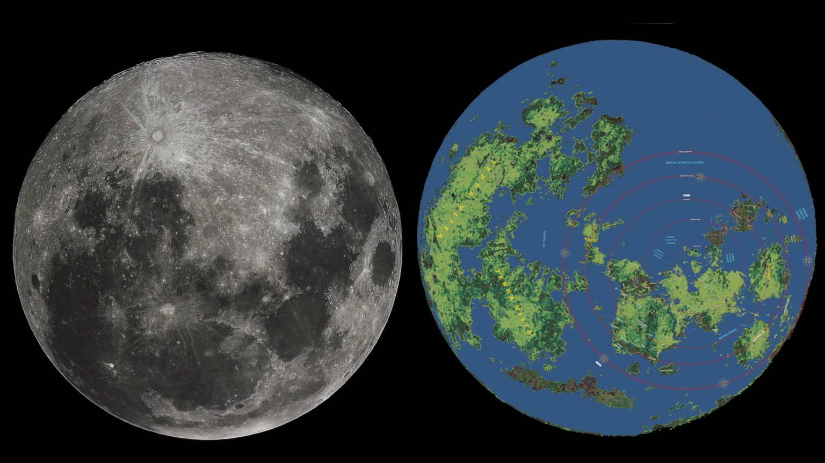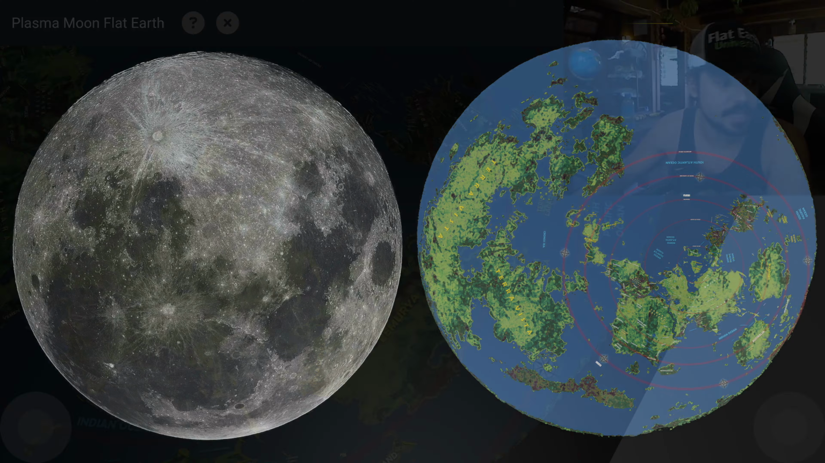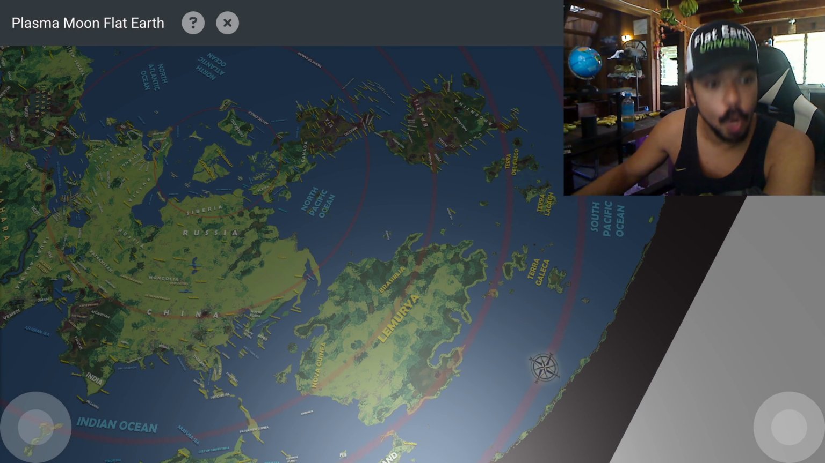I want to go over the plasma moon flat earth model in a 3D environment. The plasma moon theory is the idea that the moon is a reflection of Earth, the dark spots being the land and the lighter spots being the ocean. What this means is that we can roughly plot out a map of where the continents we know are and the continents that we don't know are.